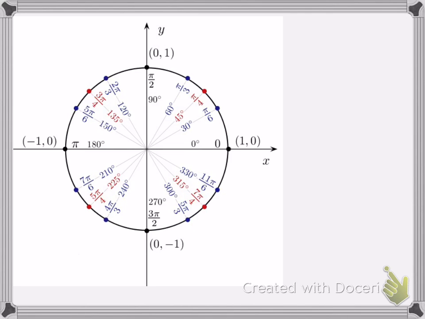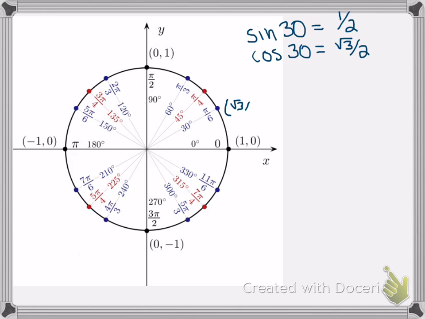Now, this is the unit circle that we have memorized up until this point. And what we're going to do is apply points to all of the degrees on this unit circle. We're going to start with the ones that we're familiar with: sine of 30 and cosine of 30. We have them memorized. The sine of 30 is 1/2. The cosine of 30 is root 3 over 2. So that means this point right here is root 3 over 2, comma, 1/2.